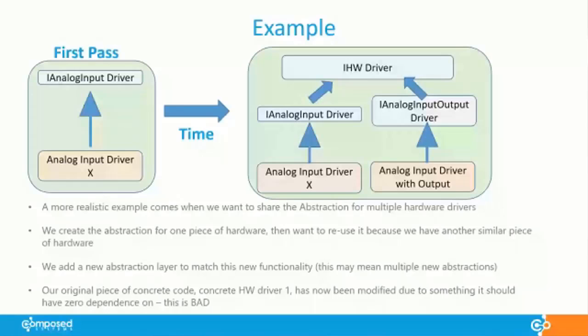And again, we're forcing changes in this concrete driver based on something that the concrete driver should not be dependent on. It should not be changed because we got a new piece of hardware that we wanted to add to the system. Anytime we change the abstraction of this driver, we're changing the driver. So we're forcing changes in code based on something that should have zero dependence. This is bad.